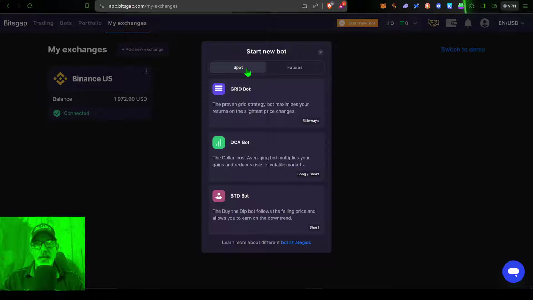Under the Spot Bot tab, you can see they have a few different grid bots. Their traditional grid bot is for sideways consolidating markets. DCA bot is more for a neutral type bot. It's good for both long and short. And then Buy the Dip is more of a short bot. When you think the market is in for a correction, you want to buy low and then sell when the price recovers. And so today we will be deploying the BTD or Buy the Dip bot. So I give that a click.